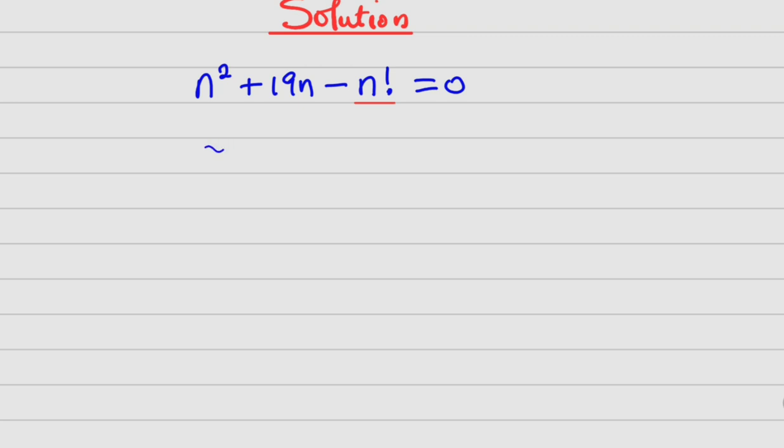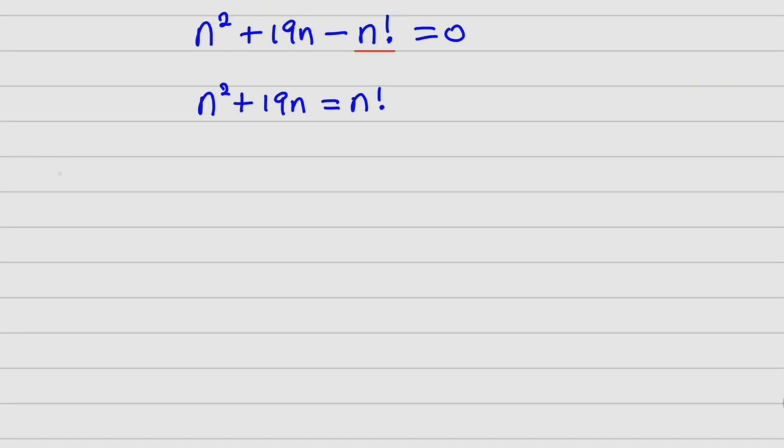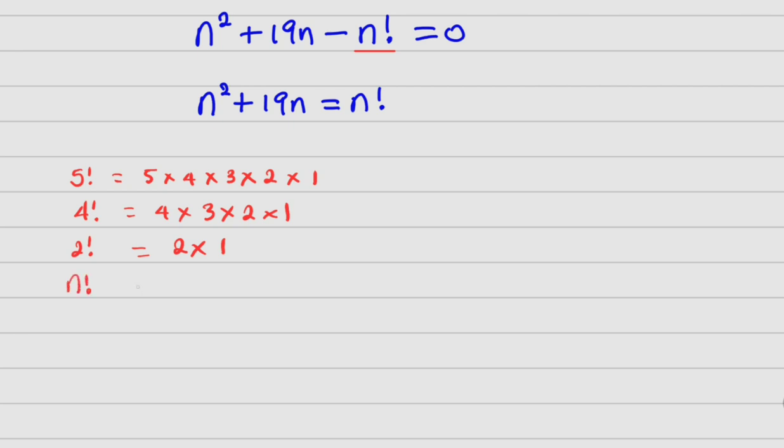Now, the way to work this is first to collect like terms. So this is n squared plus 19n is equal to n factorial. Now, I want you to recall, once you have a number factorial, for example, let's say you have 5 factorial. 5 factorial is 5 times 4 times 3 times 2 times 1. Also 4 factorial will be 4 times 3 times 2 times 1, down until 2 factorial, which is 2 times 1. Now you can see that it's reducing. So it means that if I have n factorial, it's going to be n into n minus 1 into n minus 2 into n minus 3, and it will move like that.